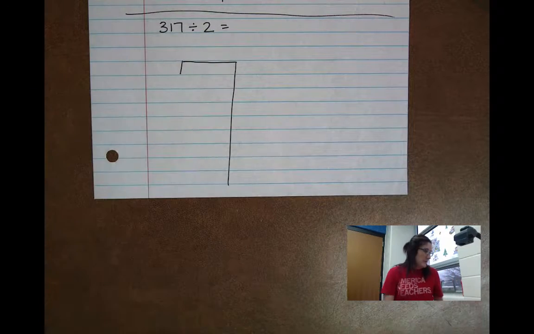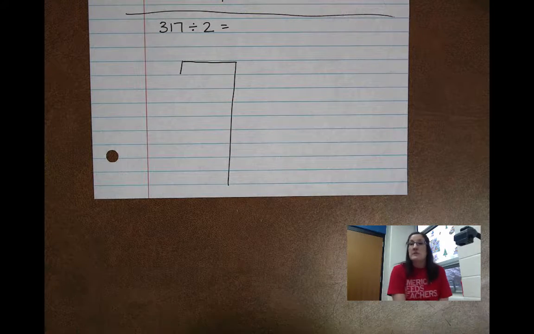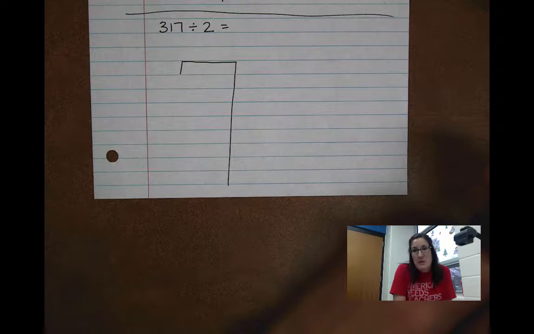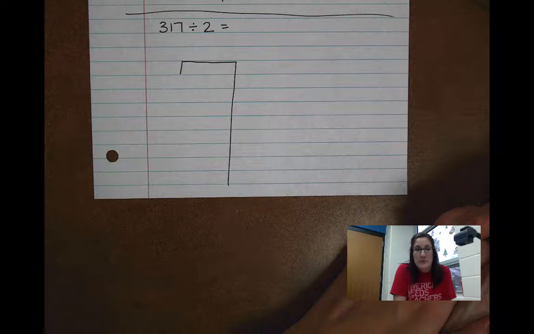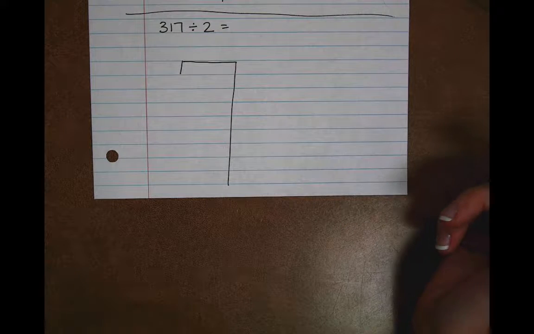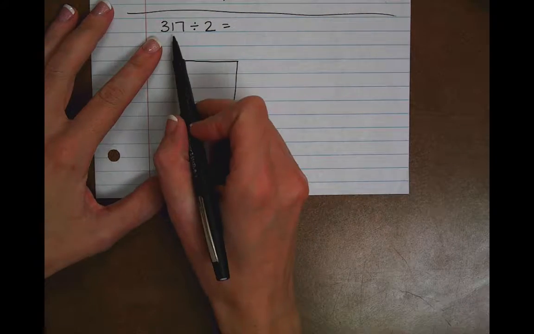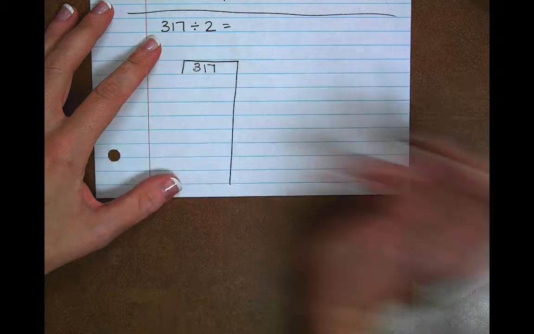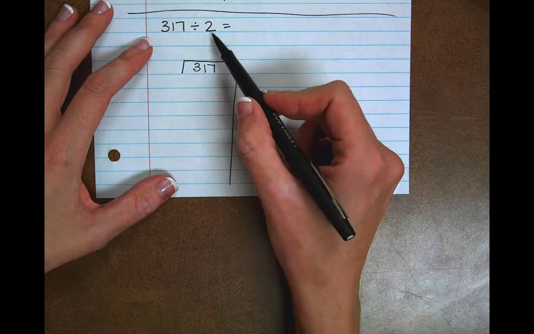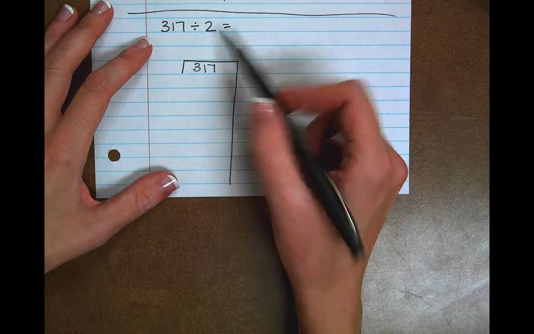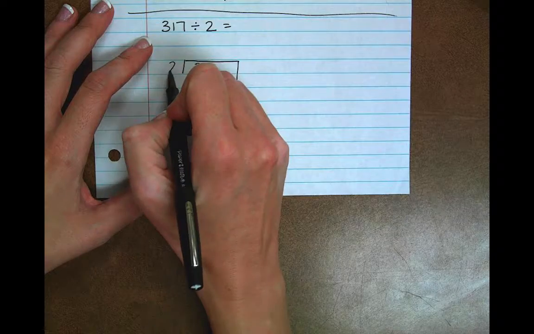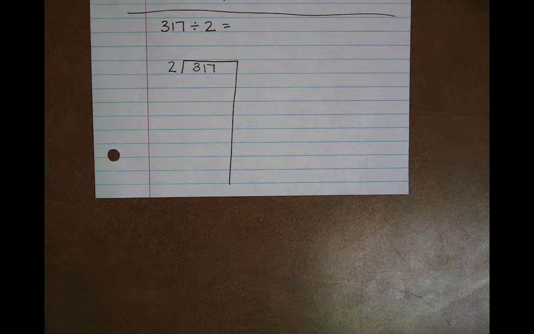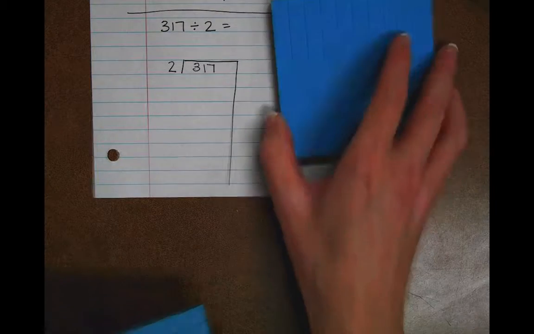All right, our problem is 317 divided by 2. So we are going to use our blocks and our hangman method and see how those go together. Okay, so first we need to set up our problem. We have 317 is our dividend, and that goes on the inside of our hangman. And then our 2 is our divisor, which tells us how many groups we are putting them in, and that goes on the outside.